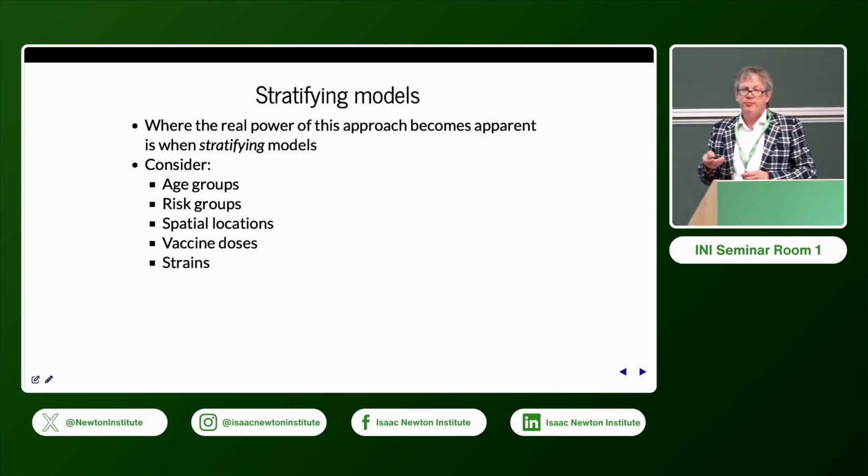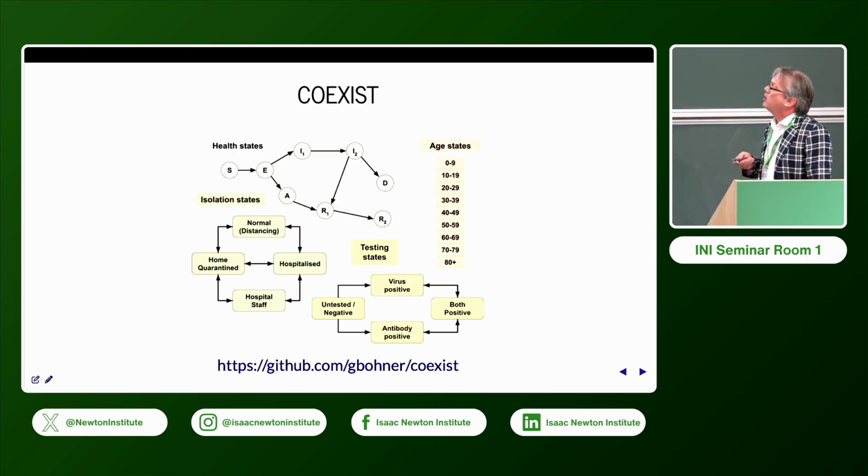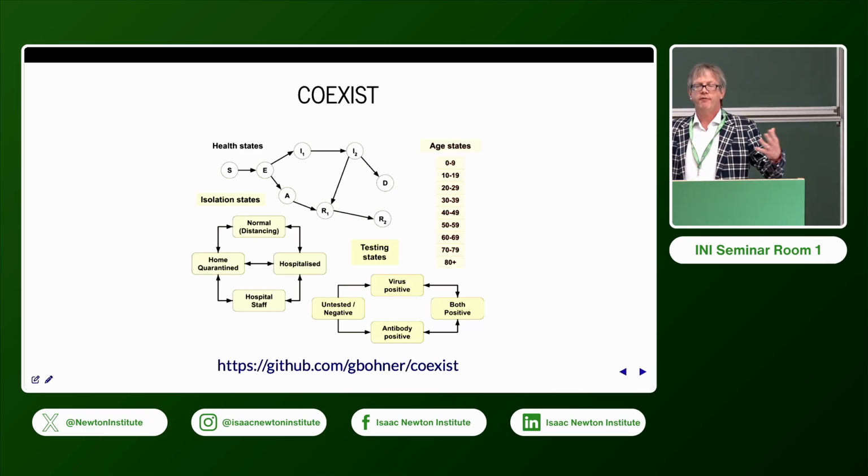Where the real power of this approach comes in, though, is when you stratify models. So imagine that you've got a model with age groups, risk groups, and so on. And this is not uncommon, especially in COVID. This is one model from Gergo Berner and Sebastian Vollmer, where they have a reasonably complex number of health states. They've also got states for isolation, they've got testing, and age. And you want to combine all of those things, and you end up with a very complex looking model that's very hard to inspect.